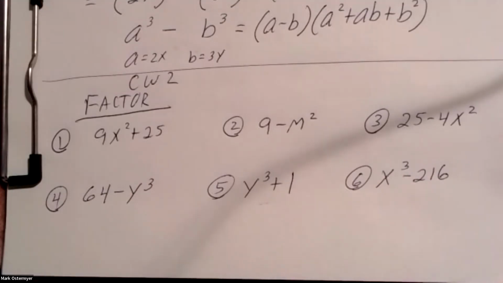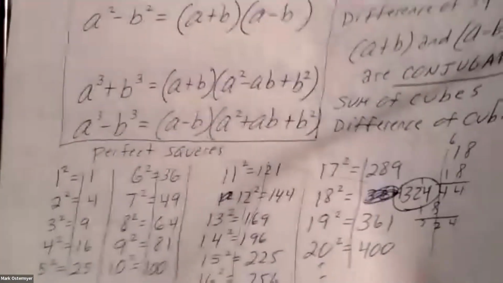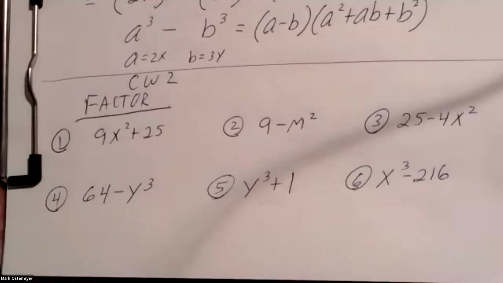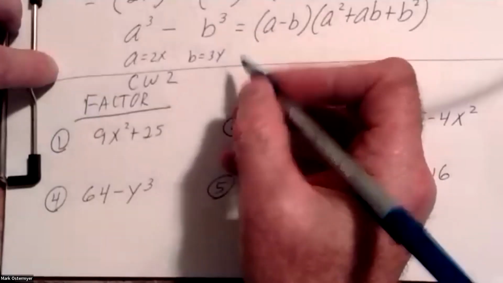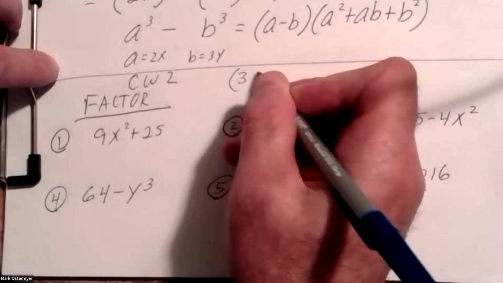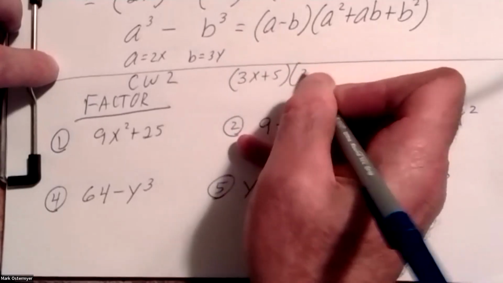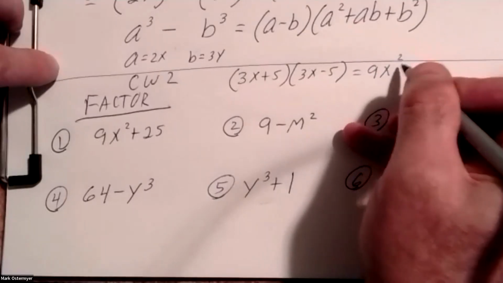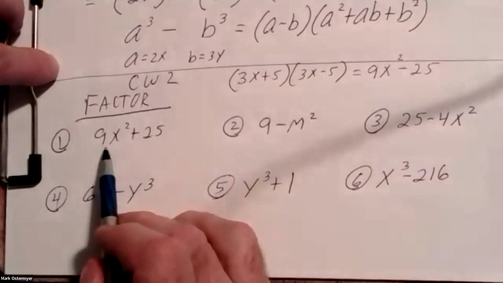Let's see what we said about the sum of squares. What did we say about the sum of squares? That they cannot be factored. Cannot be factored. Now, here's what you said. You said that that factors into 3x plus 5 times 3x minus 5. When you multiply all this out, you're going to be left with 9x squared minus 25, not 9x squared plus 25. This is non-factorable.